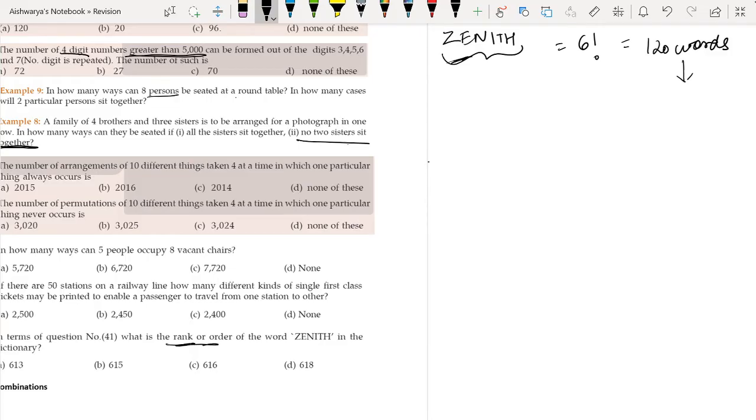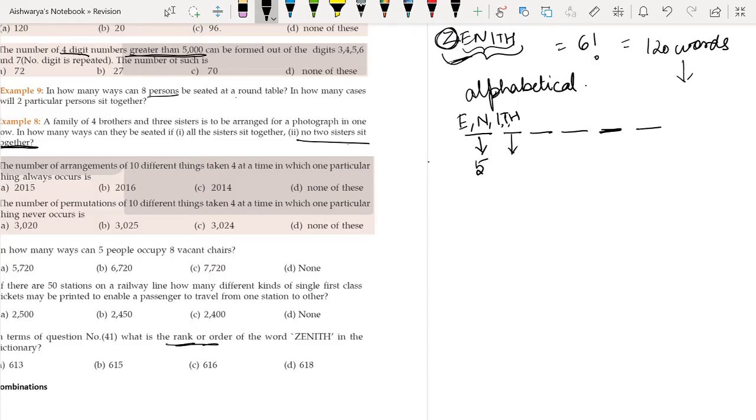So 120 words will be arranged in alphabetical order. Alphabetical order, correct? So alphabetical order, what happens? The letter Z is the last letter of the English alphabet. So all the 5 letters will come before the letter Z. So 1, 2, 3, 4, 5, 6. Suppose you have 6 dashes. The first dash can be occupied by E, N, I, T or H. Any of the 5 letters can come here. Then it will be before the word zenith. So how many words are there which start with letters other than Z?